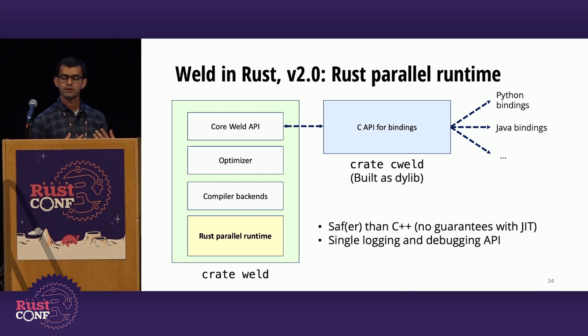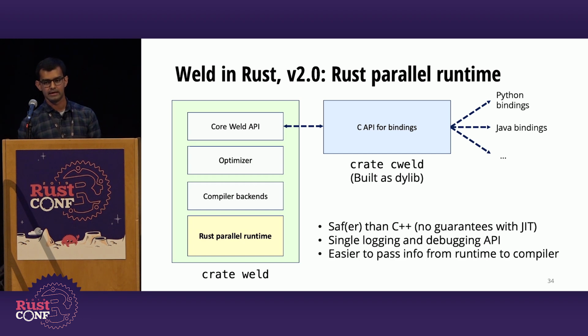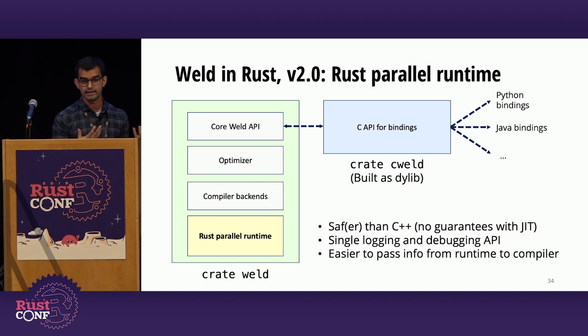We also have a nice single logging and debugging API. So you can set a log level in the Rust compiler, and then you'll get the same logging output when you're running generated code, which is nice. It's also easier to pass data from the runtime to the compiler. This was easy enough before, but this lets us do things like asserting, in a unit test or something, that the size of some generated struct in our compiler matches the size that we expect. It's clinky stuff like that that just ensures that everything is clicking.